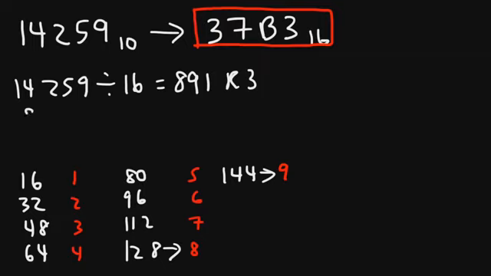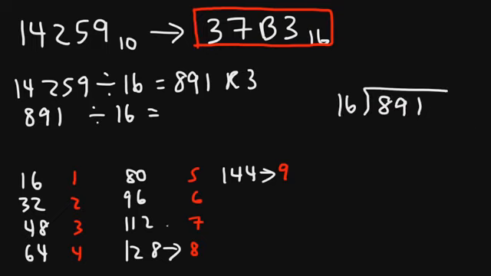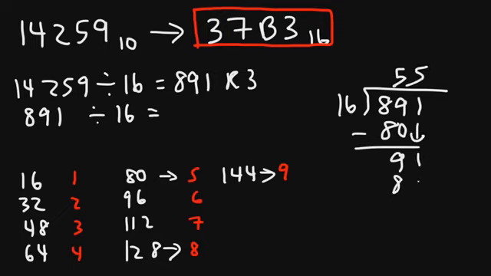So now let's take 891 and divide that by 16. 16 goes into 89 5 times. 16 times 5 is 80. The difference is 9. 16 goes into 91 5 times as well. And so here the difference is 11. 16 doesn't go into 11, so that's the remainder. This gives us 55, remainder 11.